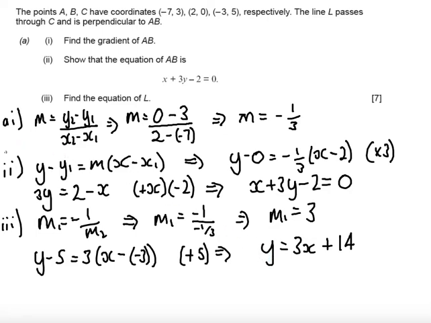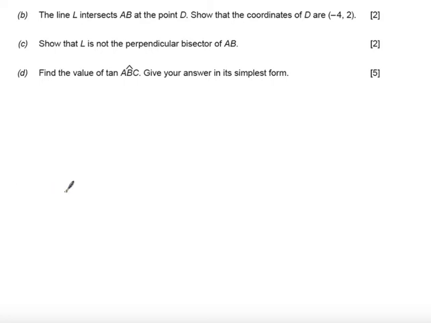Okay, so let's look at the next part of the question. Next part of the question says the line L intersects AB at the point D. Show that the coordinates of D are minus 4, 2. So we've had the equation of our line. Our first equation of a line was x plus 3y minus 2 equals 0.